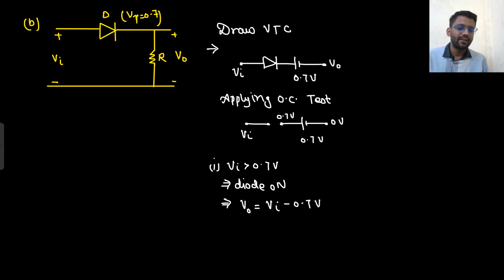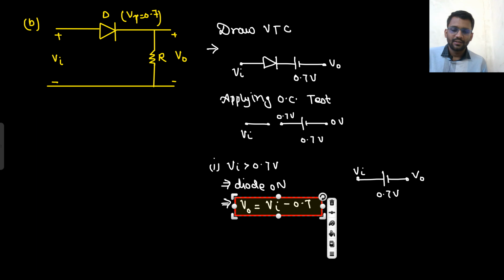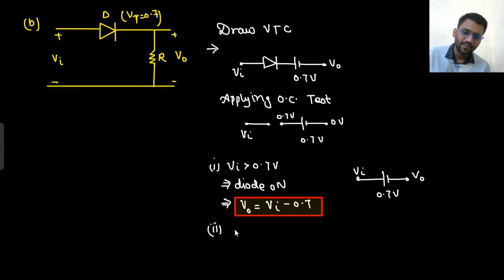Are you able to write it without even drawing the circuit? You should be able to write it without even drawing the circuit. Diode is on. This will be our battery, this will be your V naught, and this is your V in. V in minus 0.7 is equal to V naught. The second thing, V in less than 0.7. If V in is less than 0.7, that means P is at the lower side and N is at the higher side. That means your diode will be off. So if the diode is off, V naught is equal to 0 volt.